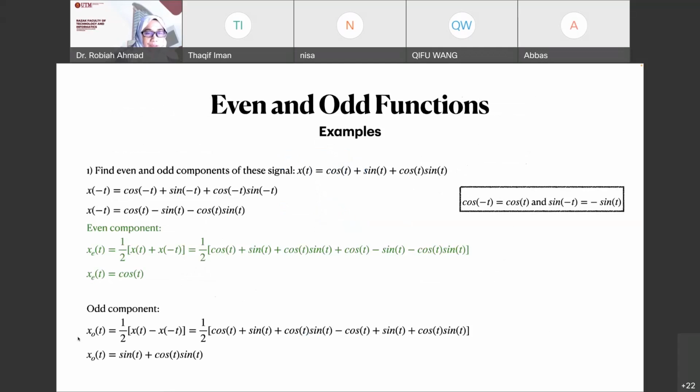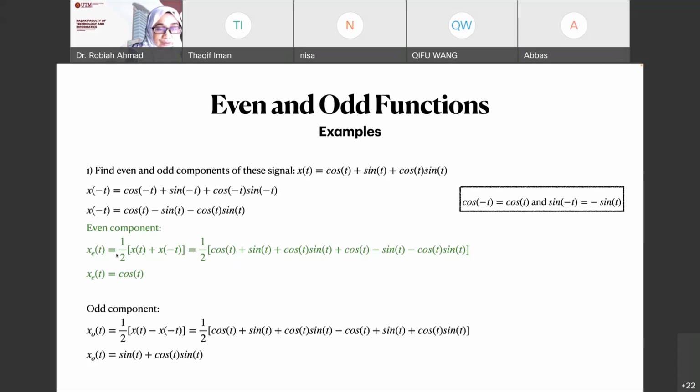Okay. So this one, there is an example here in terms of calculations. So since we have time, never mind. Okay. So we have a signal here, x(t) equals cos t sin t plus cos t sin t. Okay, and then to determine the odd and even, we have to find the reversal of the signals.